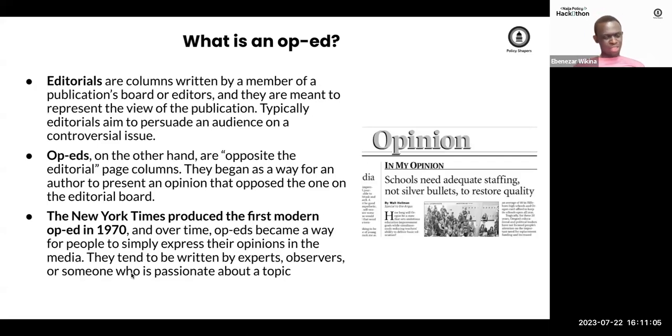Okay, so editorials are columns written by a member of a publication's board.